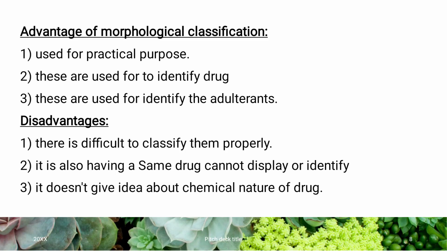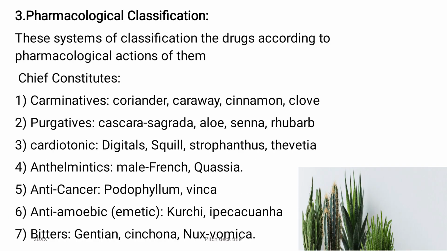The advantage of morphological classification is that it is used for practical purposes. These are used to identify drugs. These are used to identify adulterants. Disadvantages of morphological classification. It is difficult to classify them properly. Also, the same drug cannot be displayed or identified. And the last disadvantage is that it doesn't give an idea about the chemical nature of the drug.